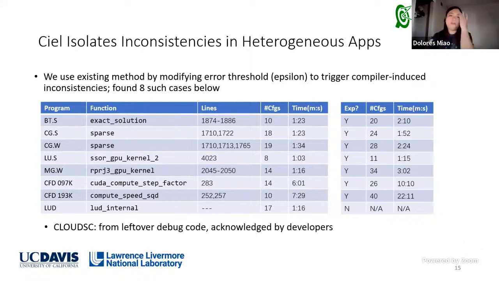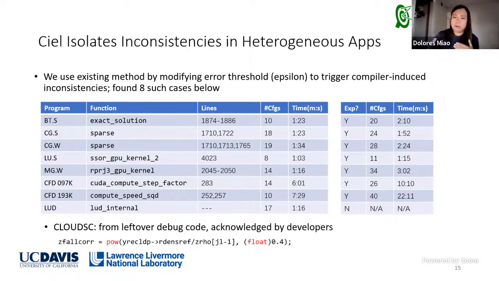As for CloudSC, which is an ECMWF cloud physics mini app, we found the cause to be a floating point type conversion in a power function call. We already notified the developers of the issue, and they have handled it on their end.